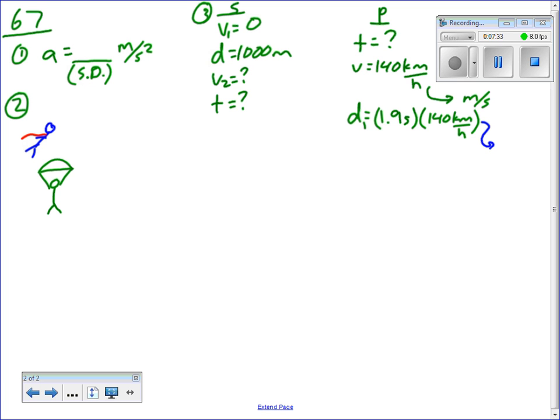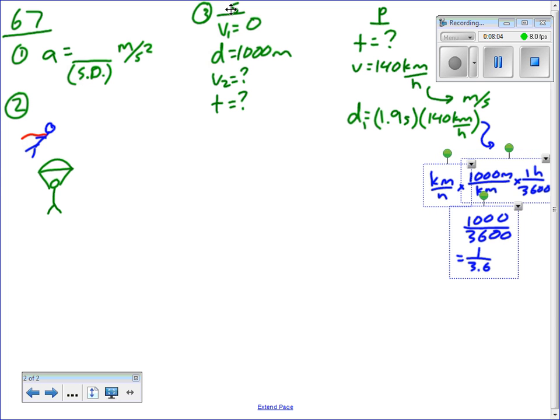If you remember what we do, kilometers per hour times 1,000 meters per kilometer times 1 hour per 3,600 seconds. Well, this is the same thing as multiplying by 1,000 and dividing by 3,600, which is the same thing as dividing by 3.6. So if we take 140 and divide by 3.6, that will give us our speed in meters per second. Shrink that and get it a little bit out of the way.